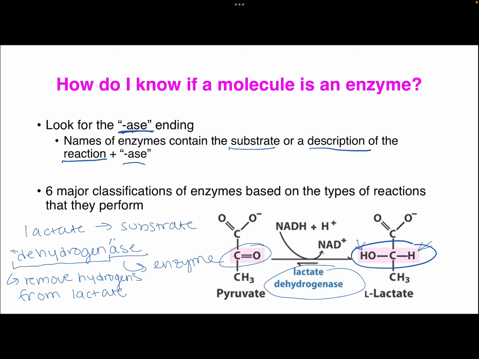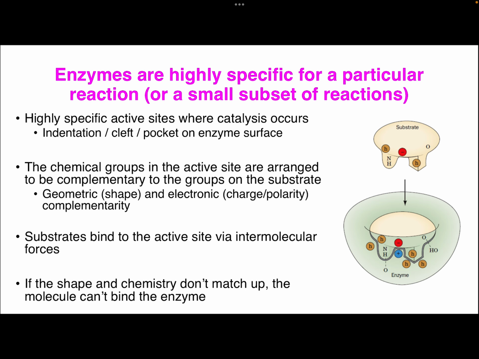So that's kind of the naming, and there are 6 major classifications of enzymes that could appear. And those are classified based on the types of reactions that they perform. So like, what are the actual reactions that are being performed? All right, so that's nomenclature. Let's talk a little bit about that specificity piece, because there's a lot to that. So we already said enzymes are highly specific for a particular reaction, or in some cases, a small subset of reactions. And the way that they achieve this is that they have very highly specific active sites. And the active site is where catalysis occurs.